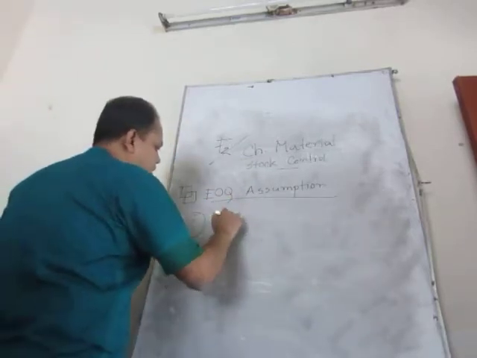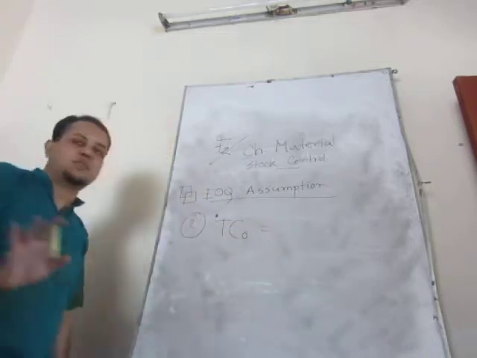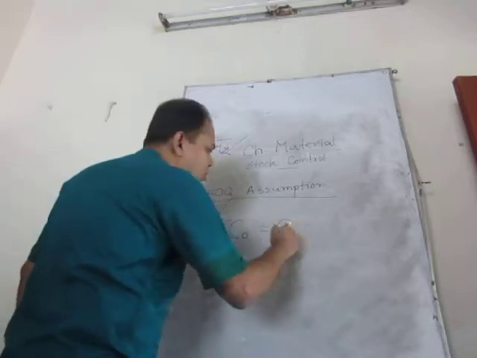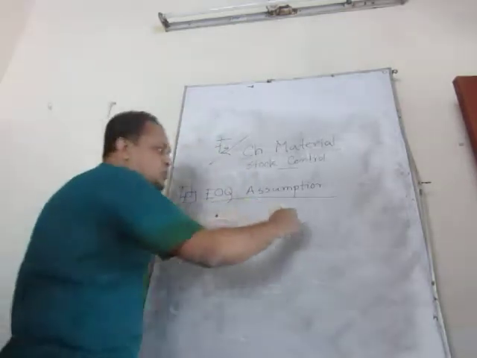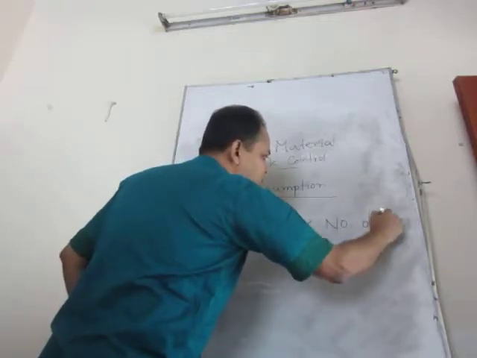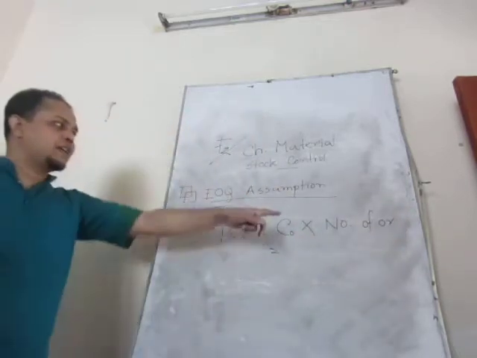Number 3. TCO. TCO means total ordering cost. Total ordering cost means ordering cost per order, and this should be multiplied by the number of orders. How can you find out the number of orders?